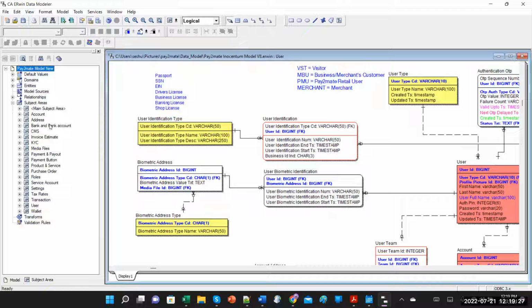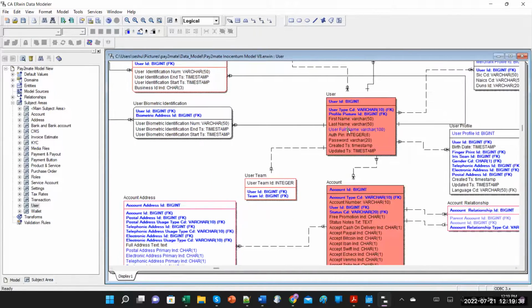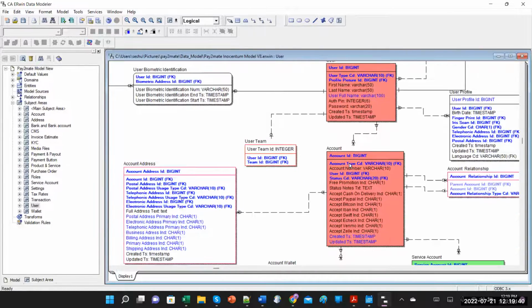Now let us cover other subject areas one by one. Okay, let's go to the user subject area. So this is clear now, right? Yes. So if you go back, a user can create an account. A user belongs to one or more accounts. Currently, he is going to have only one account because I don't think he needs more than one account at this time.